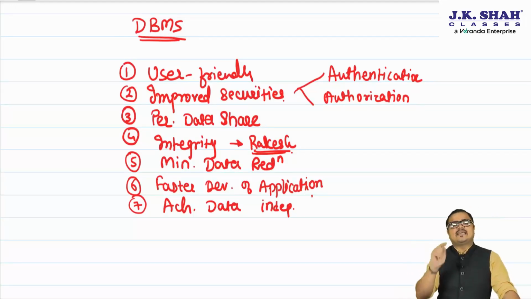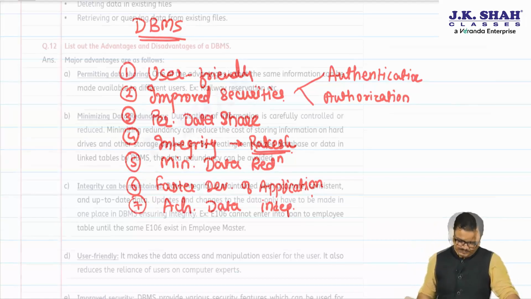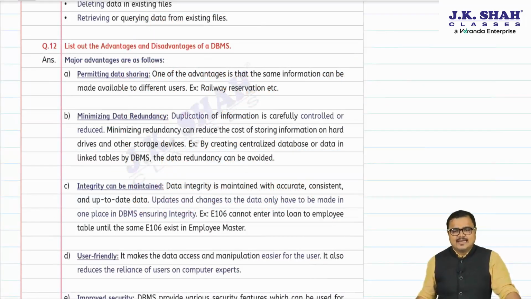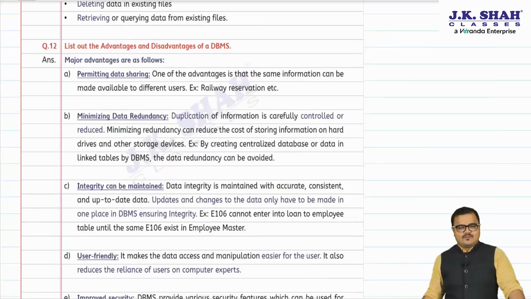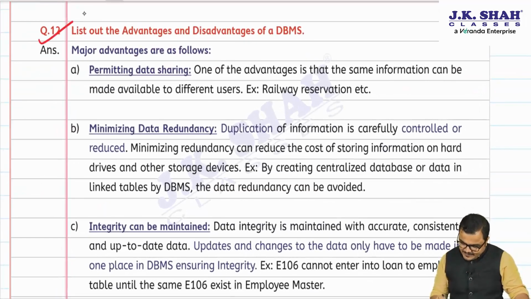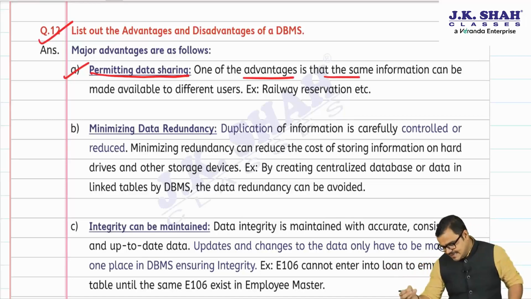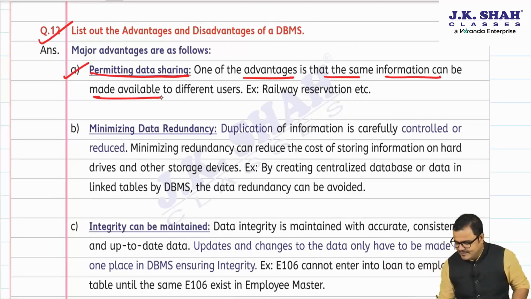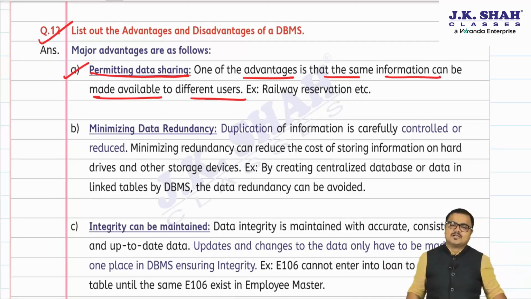Let's see from our JKSC textbook also. You can see right now on your screen question number 12 from chapter number 3. List out the advantages of DBMS. Number 1, permitting data sharing. One of the advantages is that the same information can be made available to different users.